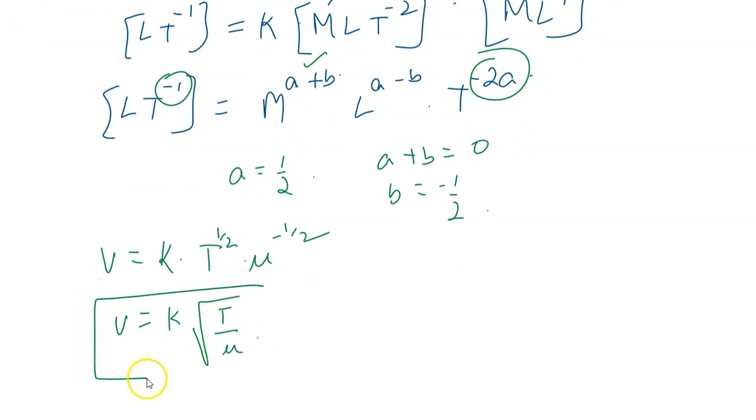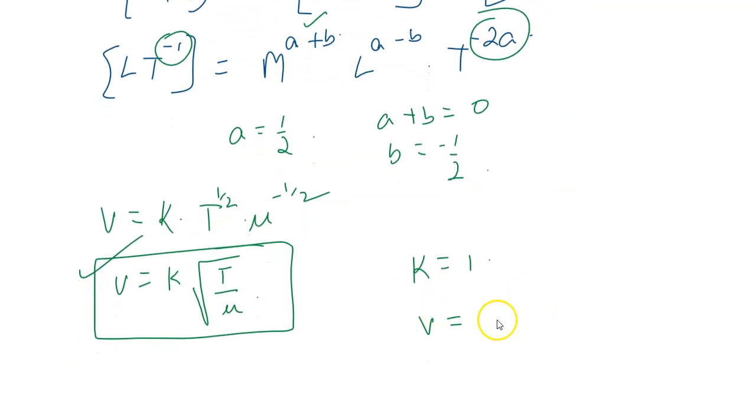This is the expression of velocity of the wave which we have found, and by experiment K value comes out to be 1 in this case. So later on in the oscillation and waves chapter, we will use this expression of velocity, that is root T by mu.